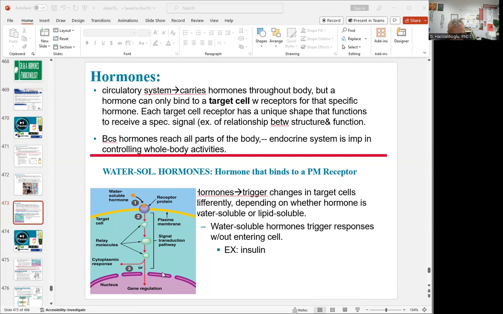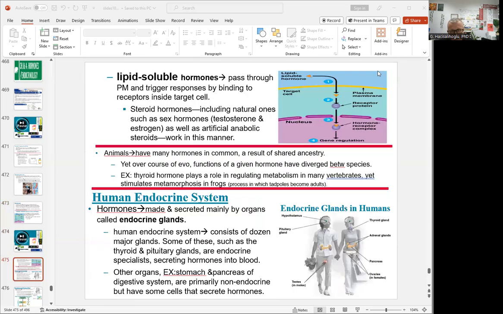So they bind on the plasma membrane, very different from these lipid soluble ones. They don't bind on the plasma membrane. They directly pass through the plasma membrane and then go inside. So that's their hormonal action.